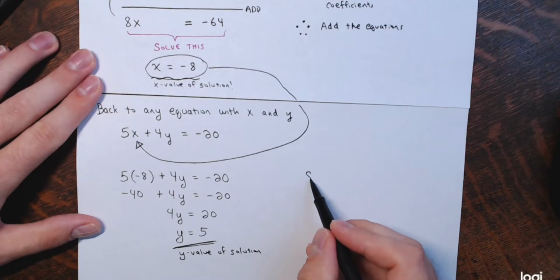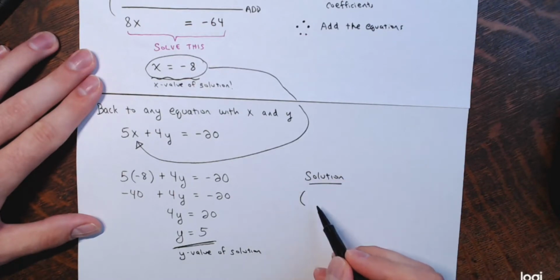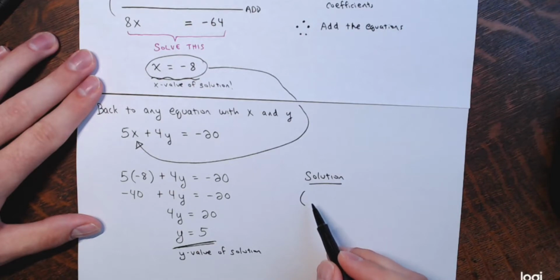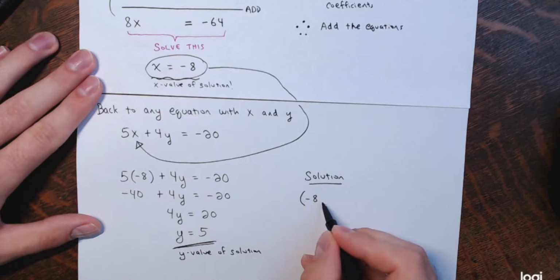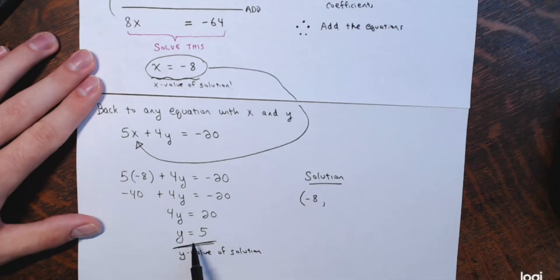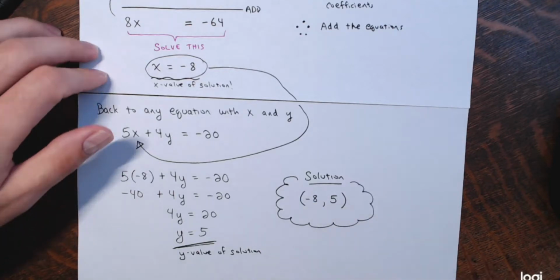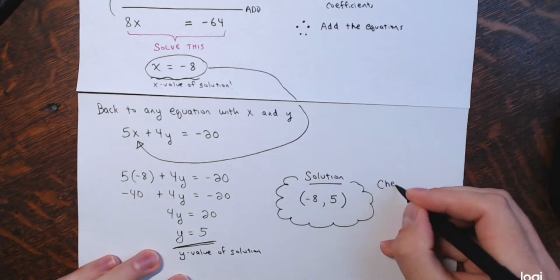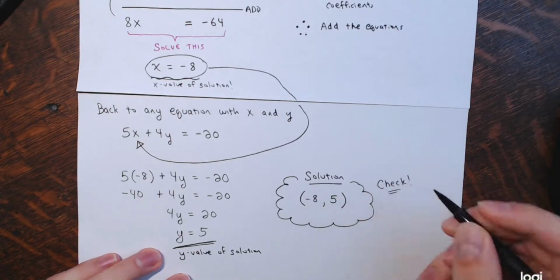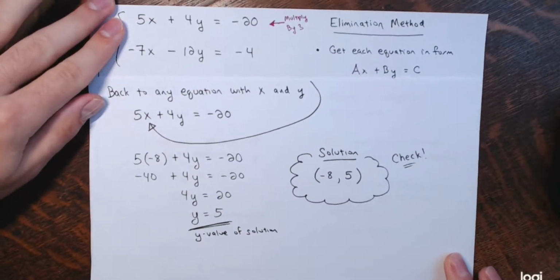So the solution of the system is the ordered pair. Now be careful that you're putting these in the correct order. Remember, it's the x first, negative 8, comma, and then the y value second. Negative 8, comma, 5. And then this is what we're going to enter. Now, of course, also check your solutions. Don't forget to check. Go back to the original system, and I'm just going to do this mentally, out loud.